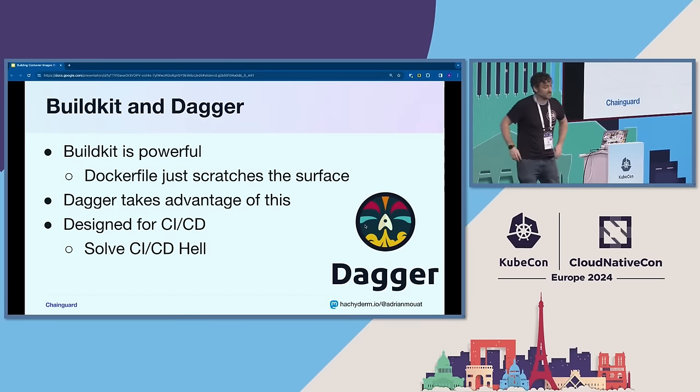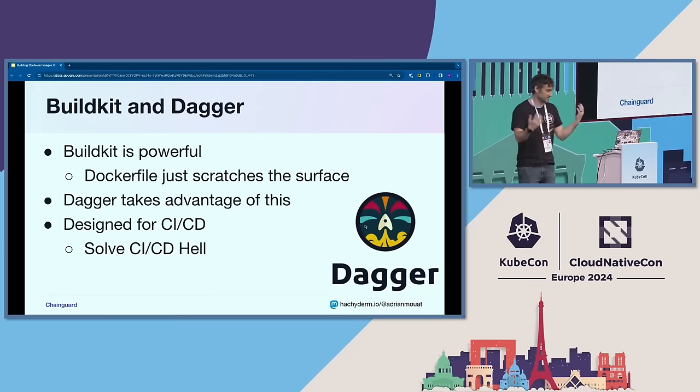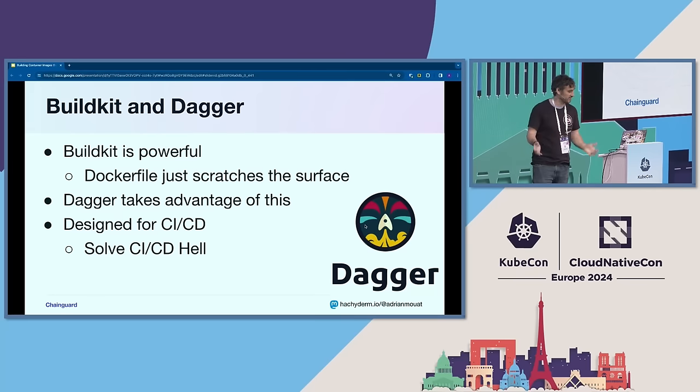BuildKit and Dagger, yeah, so this is one of my favorites. Dagger is actually built on top of BuildKit. If you're not aware, BuildKit is the engine underpinning Docker build. The interesting thing is, Dockerfile just scratched the surface of the power of BuildKit. I think they always wanted to create a better front end, but they never entirely managed it for whatever reason. But Dagger does try to take advantage of more of the power of the BuildKit engine.